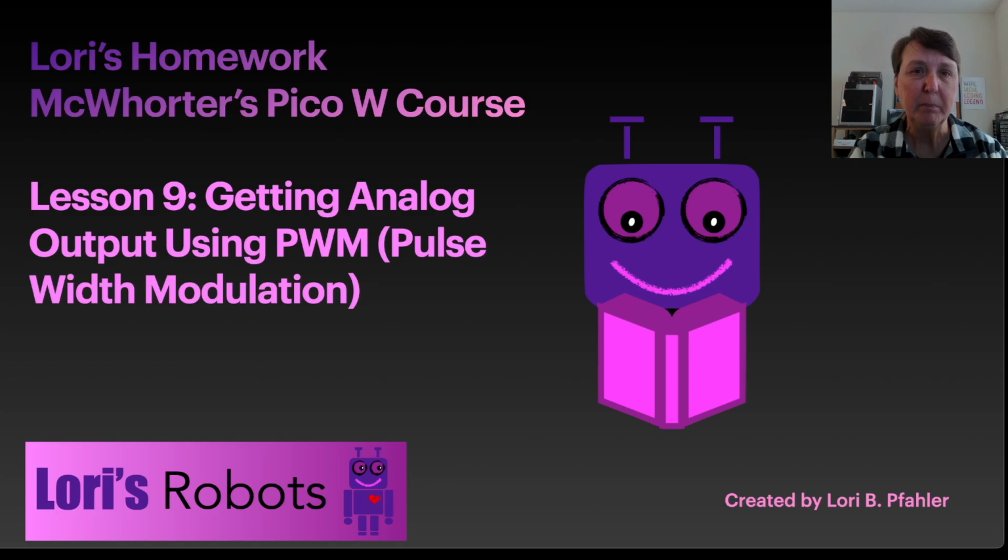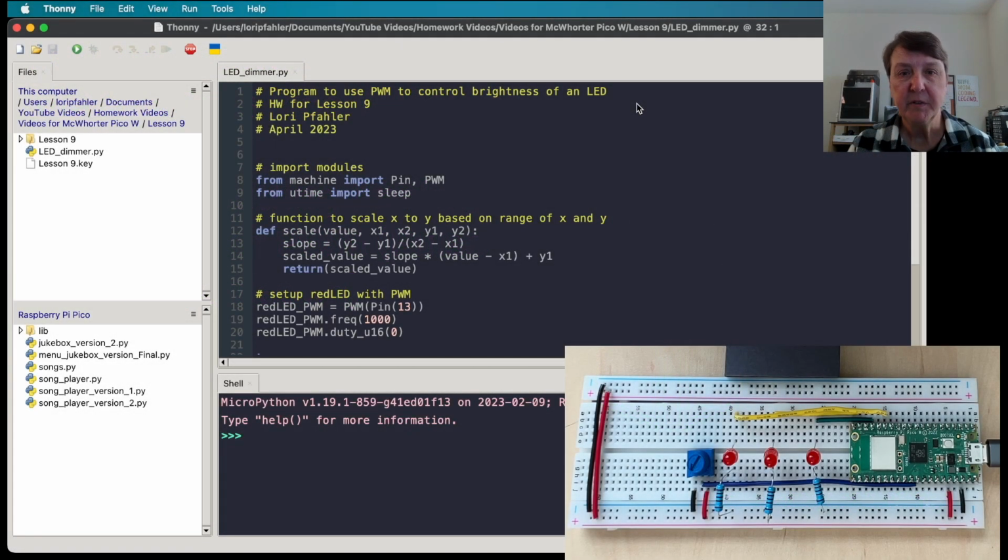In this homework, we've been asked to use pulse width modulation to control the brightness of an LED. The program will prompt the user to give a number between 0 and 3.3, representing the voltage that we want to send to our pulse width modulation object. And that will control the brightness of our LED, with 0 volts being off and 3.3 volts being fully on. Here's the code we'll use to do this homework.